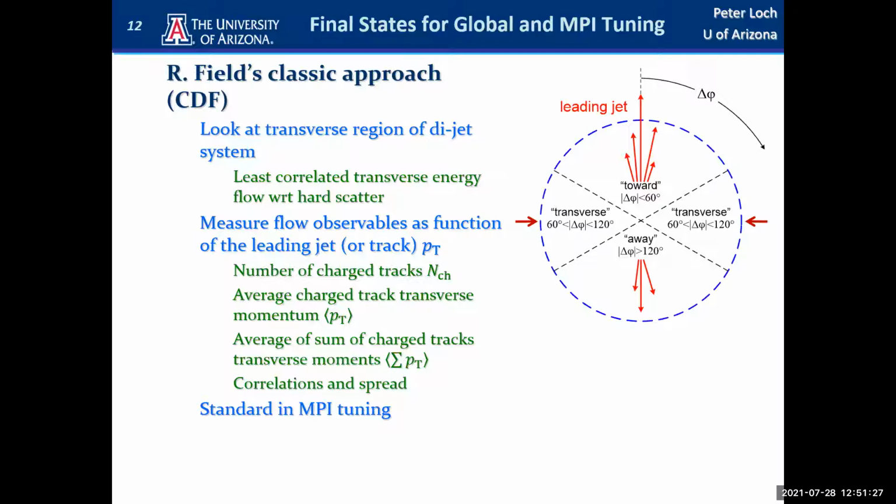Within these transverse regions, you can measure flow observables like pT flow or number of charged tracks, average charged track transverse momentum, average of the sum of charged track transverse momentum, and so forth, and the correlations and the RMSs, the spread of those, as a function of, for example, a leading jet in the toward region, or you can also use a leading track, which is often more popular than using jets. This is a standard in MPI tuning. We still use these regions, and this is certainly in the history books forever.